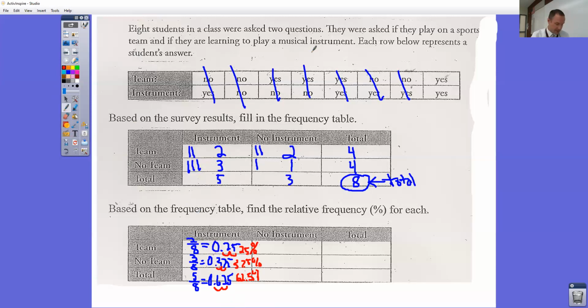So this next one would be 25% again. This next one, you do 1 out of 8 and get 12.5%. The next one would be 3 out of 8, which is that 37.5% again. And the next one would be 4 out of 8, which would be 50%. Next one would be 4 out of 8, which would be 50% again. And then this one in the bottom right-hand corner is always 100%.